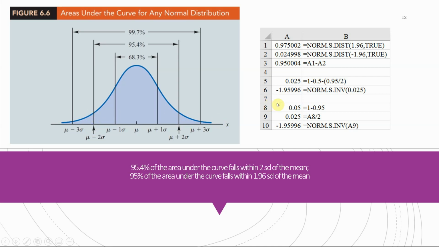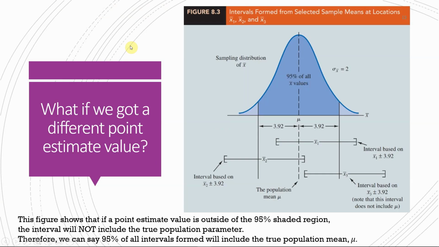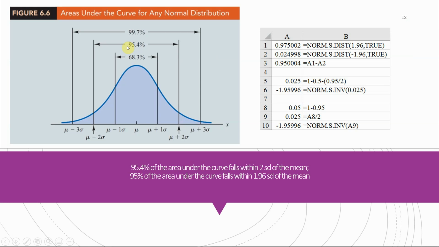So let me say that again. We're trying to figure out what the z-score is. What is this value here? We know from this table, this figure, that 95.4% is 2 standard deviations. Right now we're working with 95%, not 95.4. So we want to figure out exactly what that z-score is. It's not 2, it's 1.96. It's very close. But how do you get that 1.96?